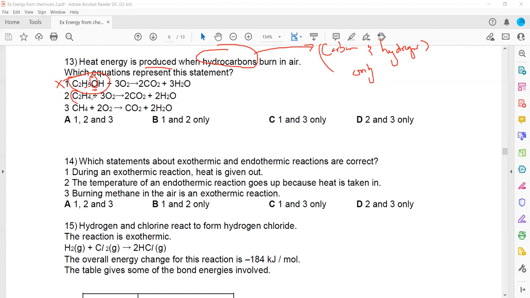What about the second one, C2H4? Is it a hydrocarbon? The second one is a hydrocarbon because it contains carbon and hydrogen. And the third one also is a hydrocarbon. It contains carbon and hydrogen. So D is the right answer because they're saying heat energy is produced when hydrocarbons burn. When we burn a hydrocarbon, a compound which contains carbon and hydrogen only, that produces heat. So the correct answer is D.